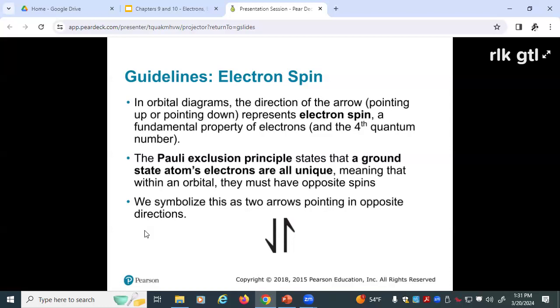The Pauli exclusion principle says that every electron is unique. And so even if they are in the same orbital, I need to show some way that the two electrons in that orbital are different from each other. Now, in terms of property, that's called spin. And so common ways of referring to the two electrons are spin up for the up arrow and spin down for the down.